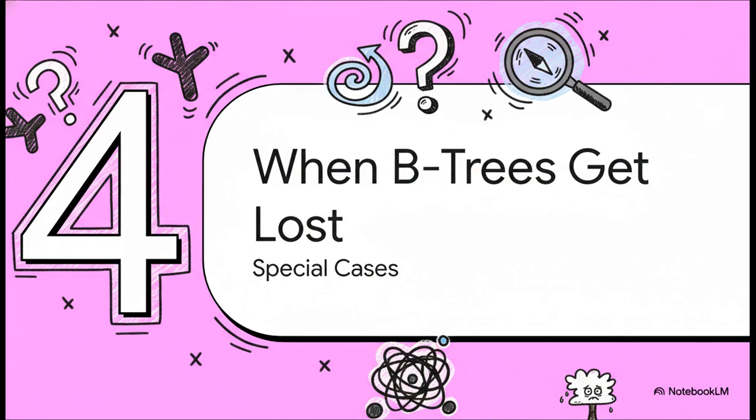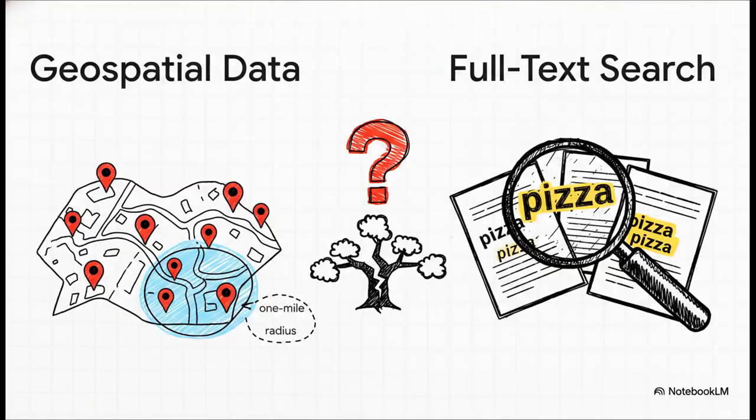But, and this is a big but, the B-tree is not a silver bullet. There are some specific types of data, some specific kinds of searches, where this trusty structure just completely gets lost and becomes super inefficient. So let's explore where our hero starts to struggle. The 2 biggest challenges for a standard B-tree are geospatial data and full text search. Think about it. How would you find all your friends within a 1-mile radius?